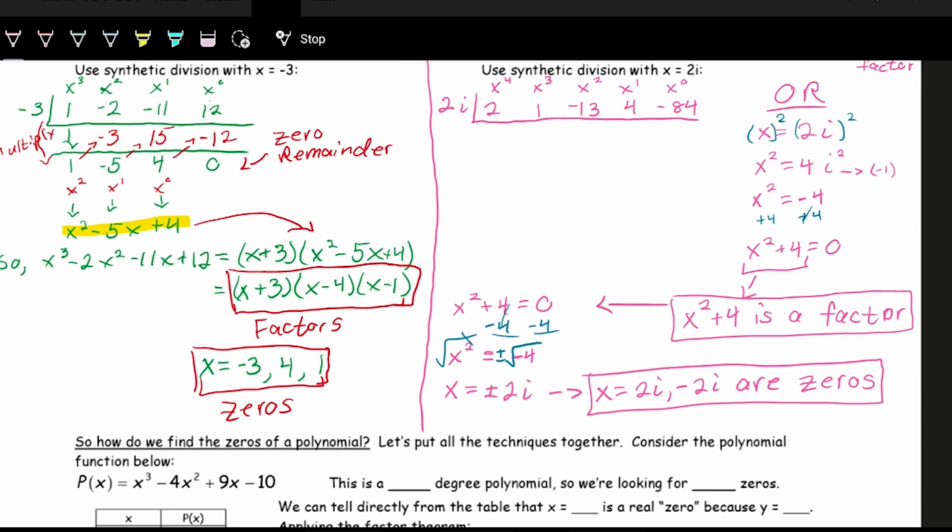And so there's always this conjugate pair. We mentioned that in the last set of notes: if you have one imaginary zero, then you will have a conjugate, or a negative imaginary zero.